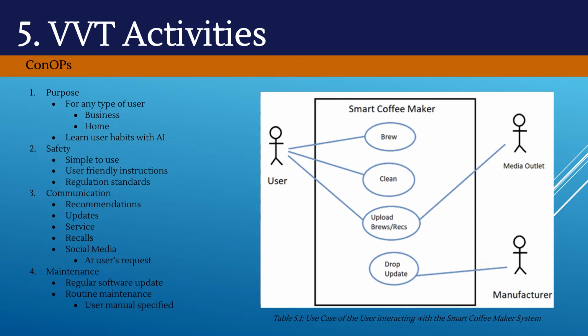Communication is very important. If we are going to include an AI system and user interaction, we want the system to make recommendations, but with that, it has to receive updates and has to be serviced, so it can always be up to date with all of the coffee trends.